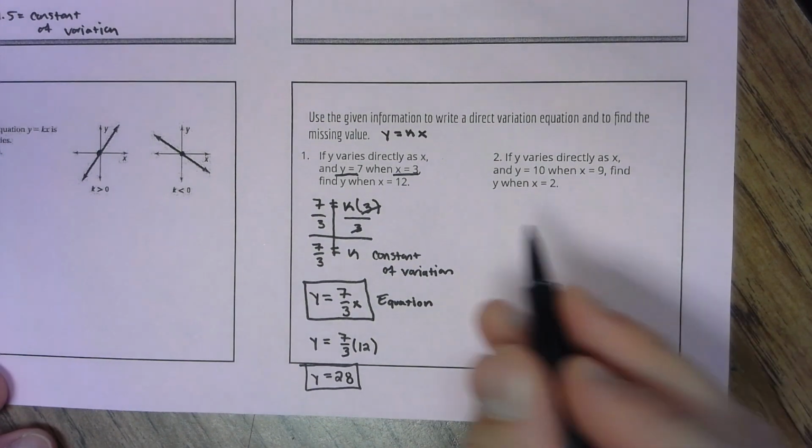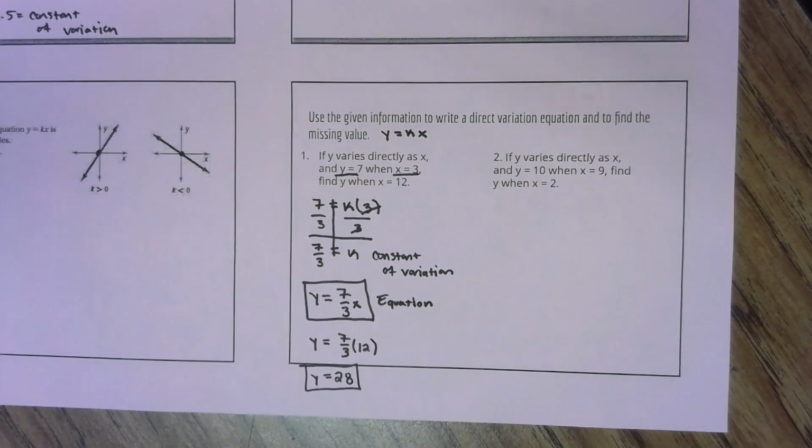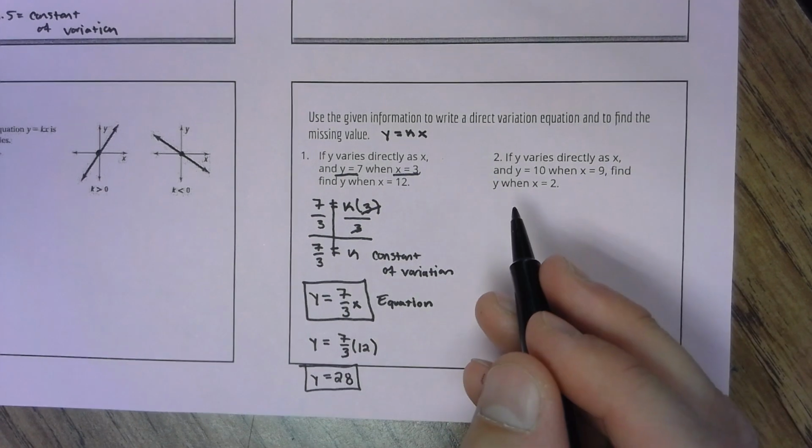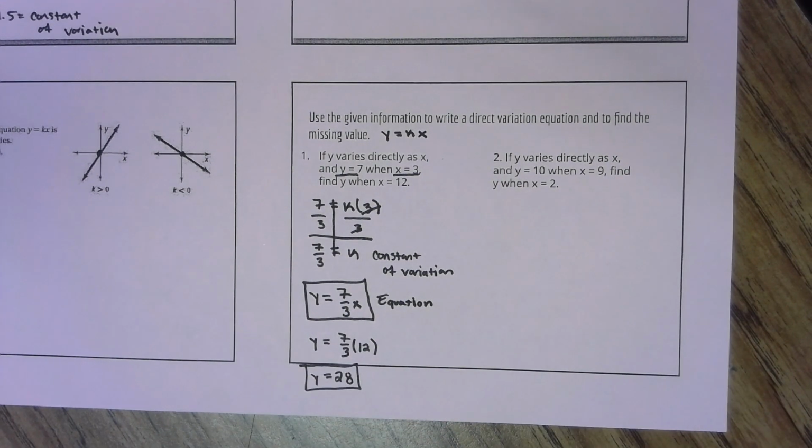All right, I'm going to ask for you all to do number 2. Nothing changes, just the starting values. This time, though, you're going to find y when x equals 2. So find your constant of variation, identify your equation, and find the particular y value after doing all those things. I'll give you like 2 minutes. I'll tell you when.